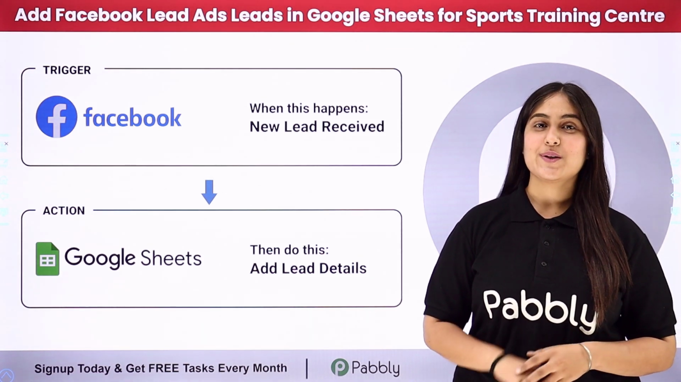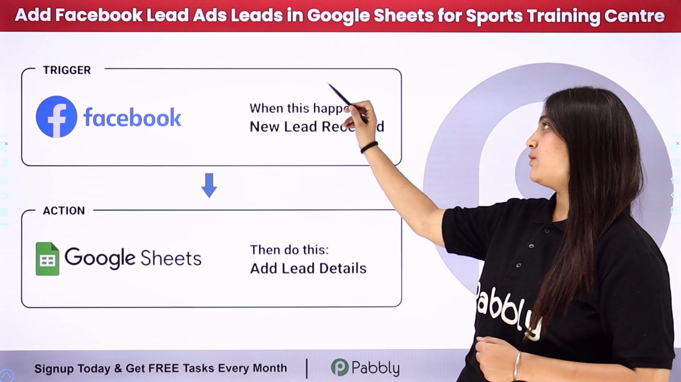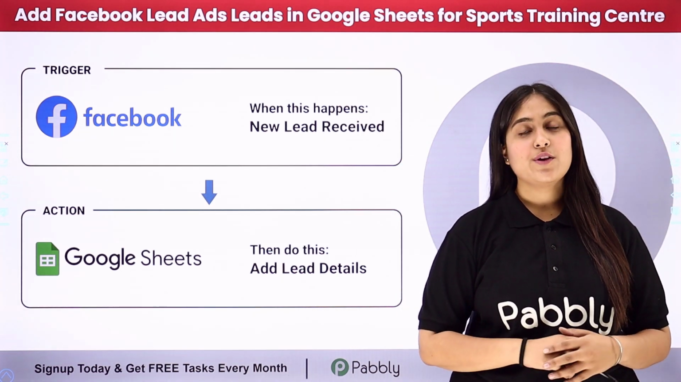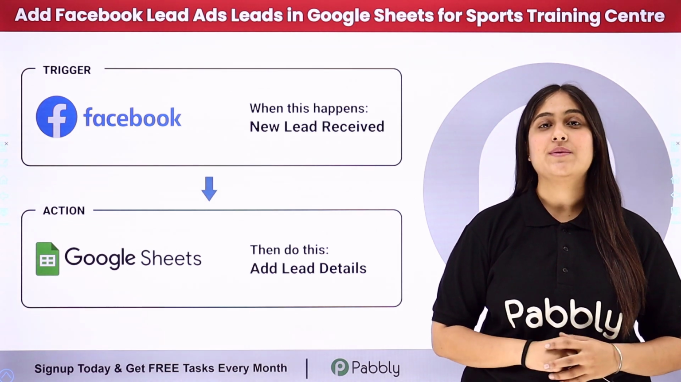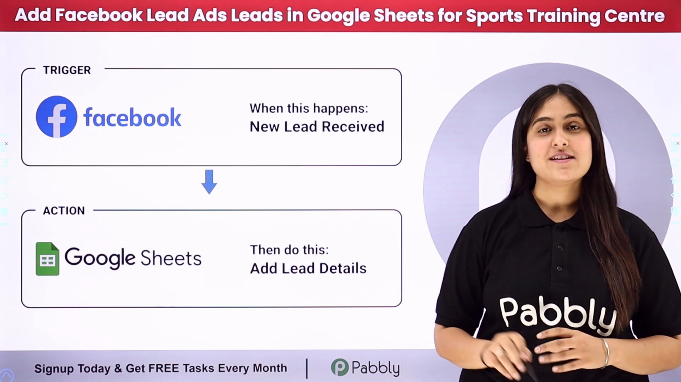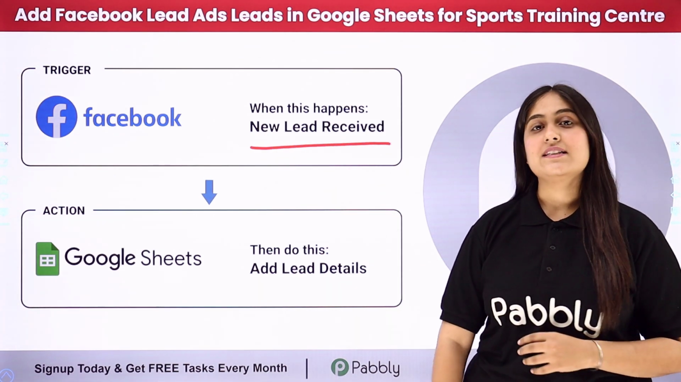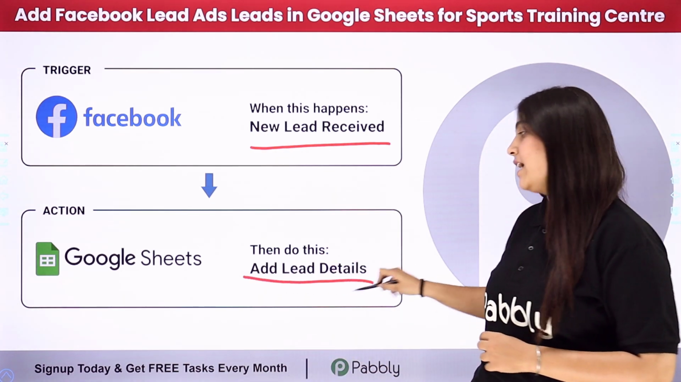So in this video, we are going to learn how to add Facebook lead ads leads in Google Sheets for Sports Training Center. So here I am an owner of a sports training center, and to promote my center, I am running some Facebook lead ads. So in this case, I want whenever a new lead is received, automatically that lead detail should be added in my Google Sheet as a new row.